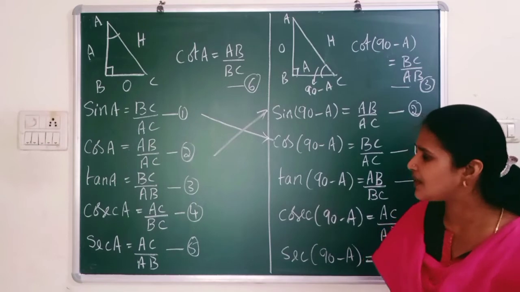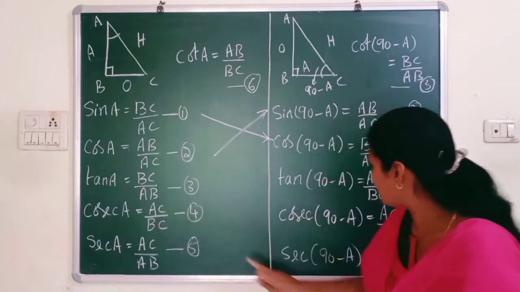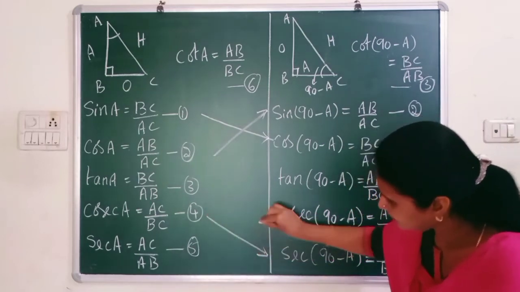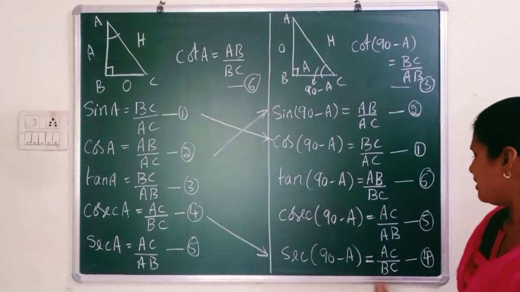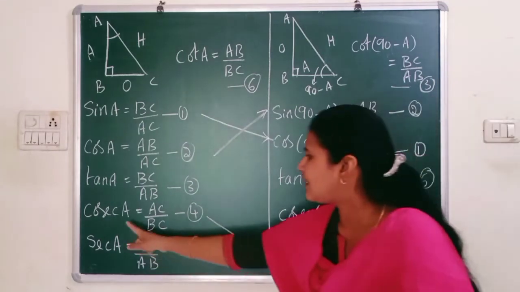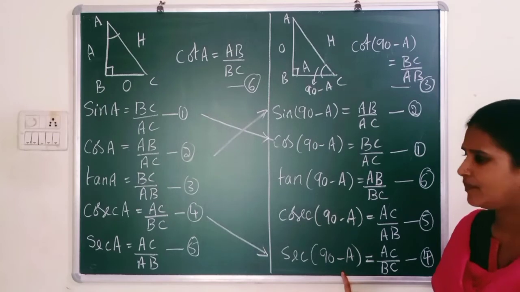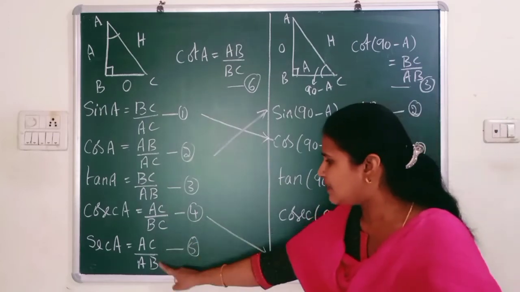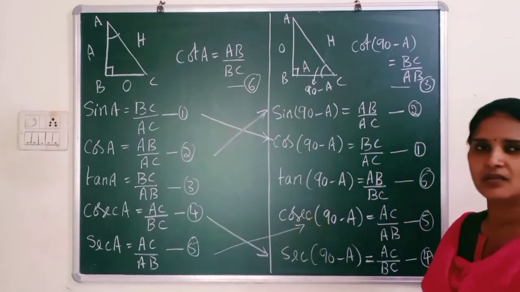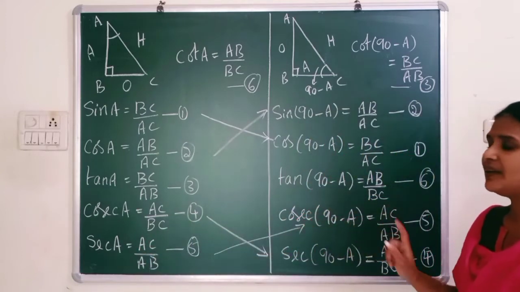Now let us go for the second. If you observe this, cosec A is AC by BC. Here you can see AC by BC. Can I link with this? Yes, AC by BC, AC by BC is the same. So what do you equate? I can write from this cos A equals sec 90 minus A. Similarly, here you have AC by AB, and here also you have AC by AB. So I can correlate this. What conclusion will you get? Sec A equals cosec 90 minus A.